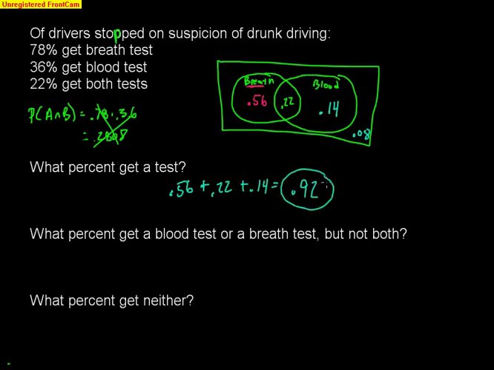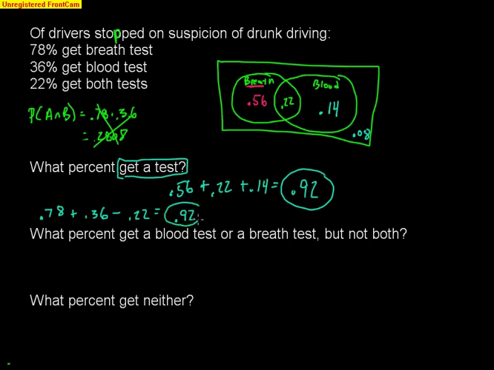Another way of thinking about how to do that problem is, get a test. That means you get a breath or blood. Think about that, breath or blood, right? So you got breath, 0.78, plus blood, 0.36. But remember, we talked about you need to subtract away the overlap. The overlap would be the 0.22. So if I do 0.78 plus 0.36, subtract the overlap, I get 0.92. It's exactly where that 0.92 comes from. So if you've got the Venn diagram, you can get it this way right here.